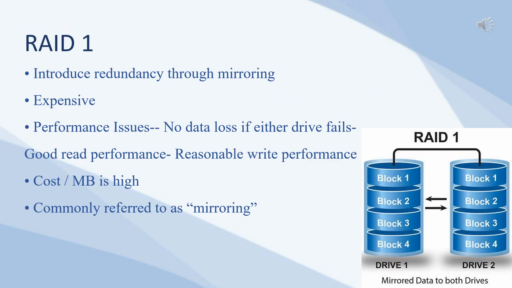And the next level is RAID 1. In RAID 1, data is mirrored across two drives. Each drive is an exact copy of the other. It provides redundancy. Redundancy is nothing but there is no loss of data. The advantage is high data redundancy and improved read performance. The disadvantages are that it uses 50% of the total storage capacity for redundancy, and write performance may not be as fast as RAID 0.